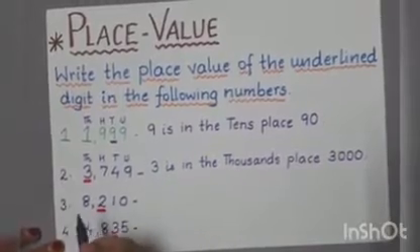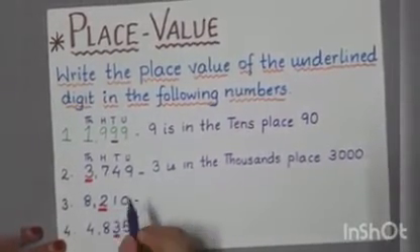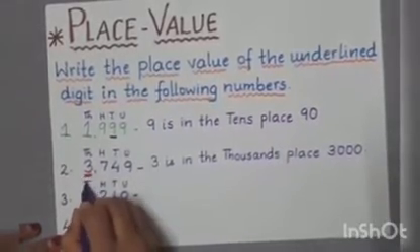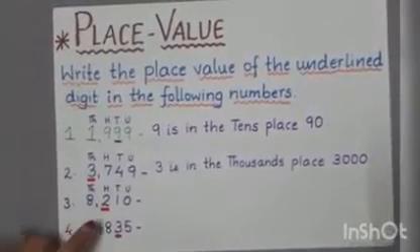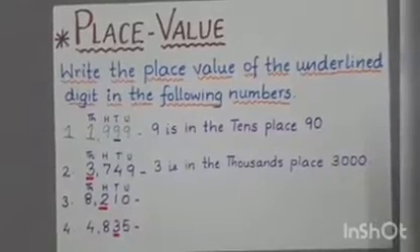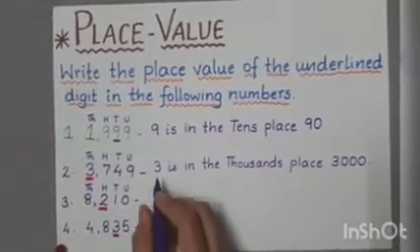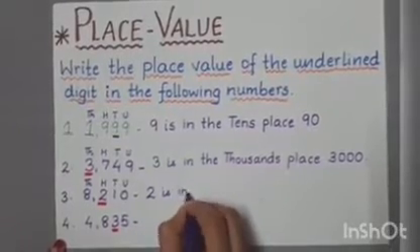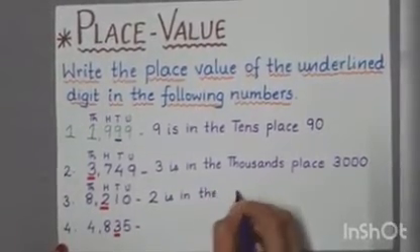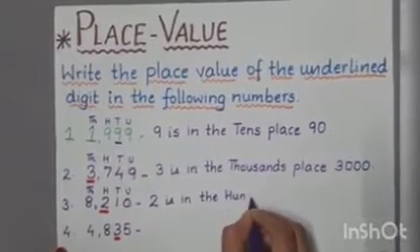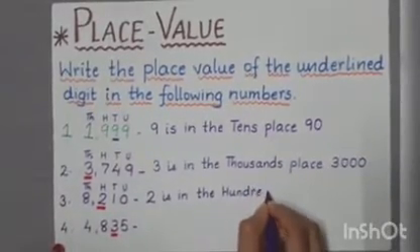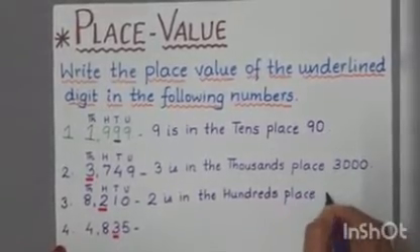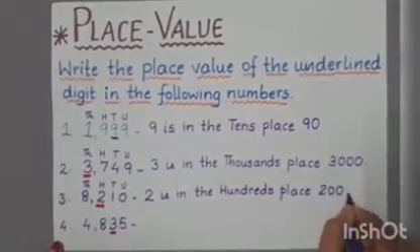Let's see the third one. So third one is 8210. Let's write unit, tens, hundred and thousand. The underlined digit is 2 and 2 is in which place? It is in hundreds place. So 2 is in the hundreds place. So it will become 200.